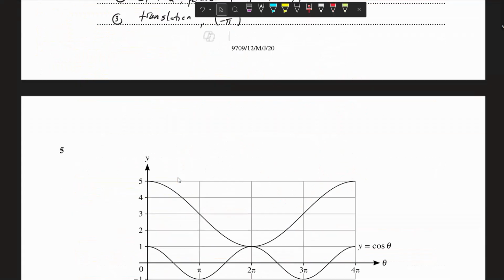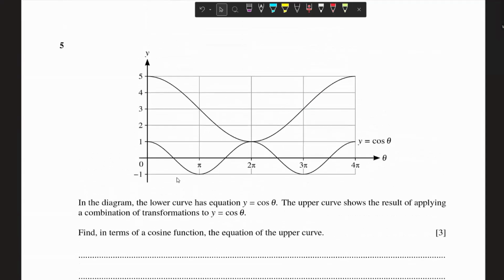Let's have another question. And here it is. It says in the diagram, the lower curve has equation y is equal to cosine of theta.